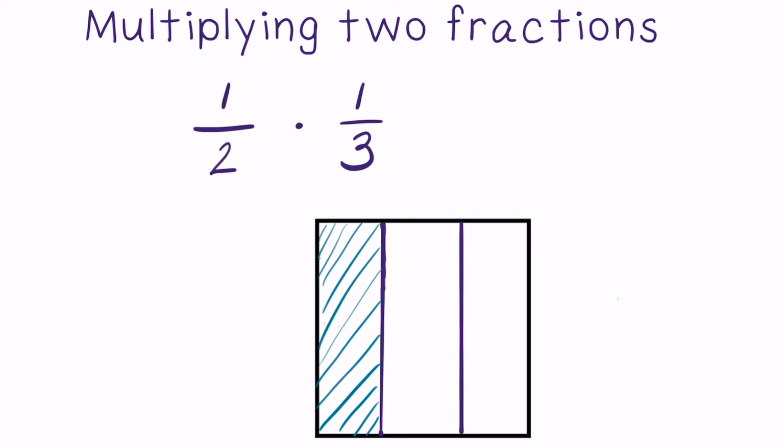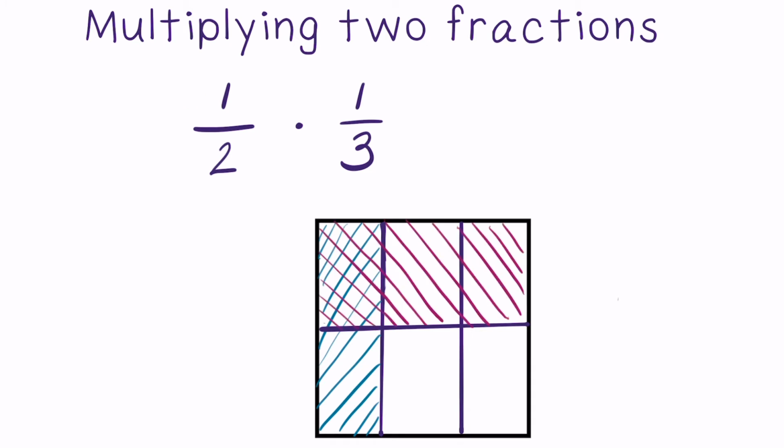Since we broke the whole up into thirds vertically, the next thing we're going to do is break that same whole into halves horizontally. Now that the whole has been broken up into halves horizontally, we can shade in one of those two halves with the pink here. So we've broken the whole up into thirds vertically and halves horizontally. We've shaded 1/3 of the whole vertically and shaded 1/2 of the whole horizontally.